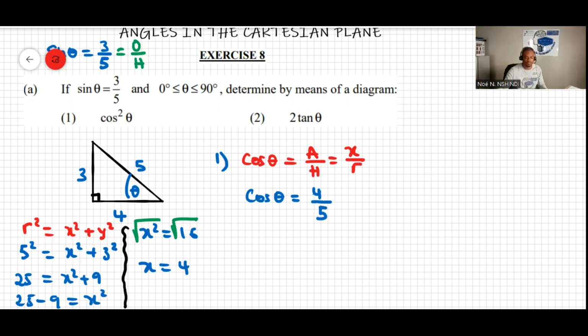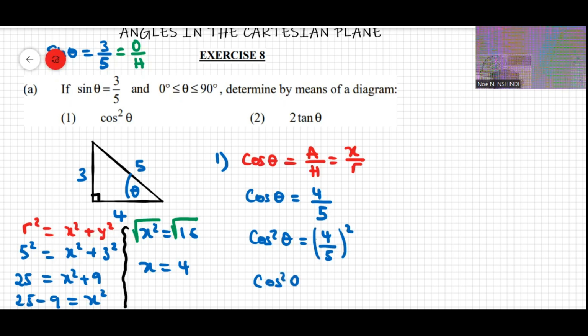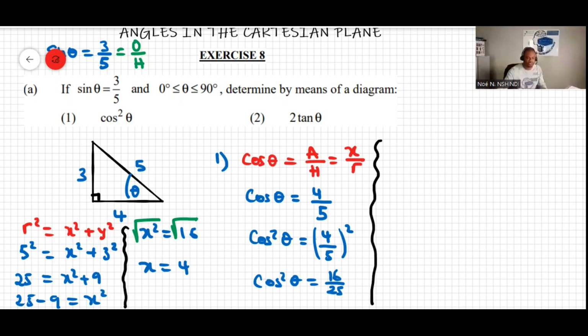Then cos squared will be this raised to the power of 2, so it's going to be 4 over 5 to the power of 2. And that makes cos squared theta 16 over 25. You see? We can also do the same with the next one.